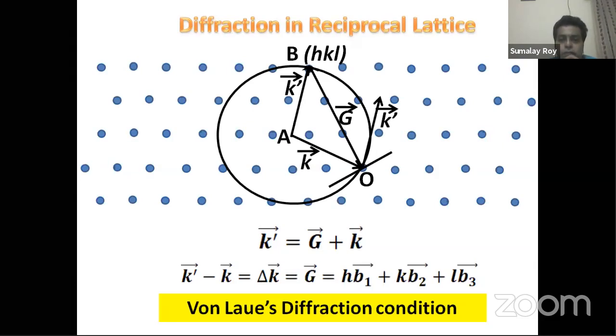And the vector relation will be, as you can see from this, you can apply the vector triangle law of addition. This k prime is equal to g plus k. And that means k prime minus k is delta k, which is the difference between the scattered and the incident vector. And that has to be equal to g, which is the condition of von Laue diffraction. Now, one thing is very clear from this discussion. You see, I started with Bragg diffraction, and I ended up with von Laue's diffraction.